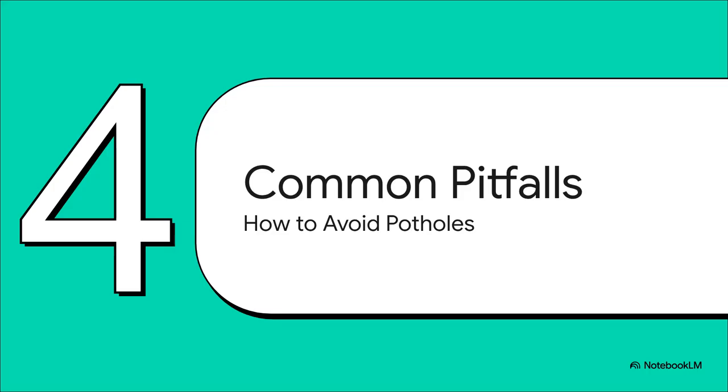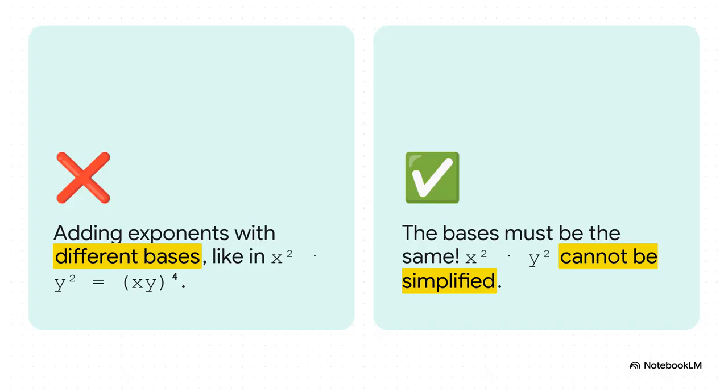Now, of course, no road is perfect. There are always a few potholes you gotta watch out for. With exponents, there are a couple of really common mistakes that can throw you off course. But if you know what they look like, you can just steer right around them. And this is the biggest pothole of all. Trying to use the rules when the bases are different. You got to remember, the product and quotient rules, they only work if the bases are the same. You see an x squared times a y squared? You can't combine them. You just have to leave it alone. Don't swerve into this pothole.